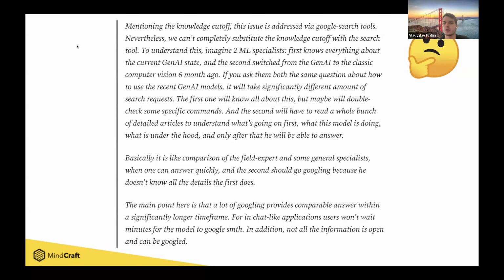Main point here is that although Googling provides a comparable answer, it takes a significantly longer time frame. In chat-like applications, users won't wait minutes for the model to Google something. And in addition, not all the information is open and can be Googled.